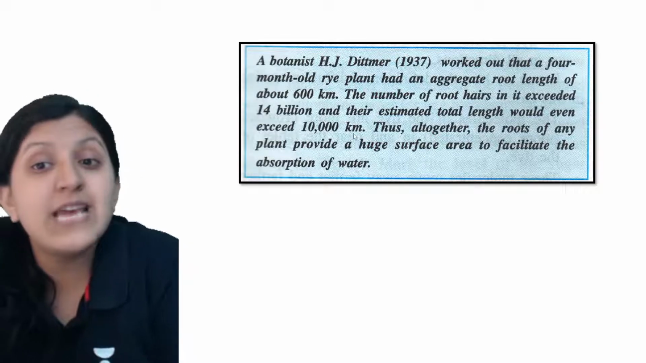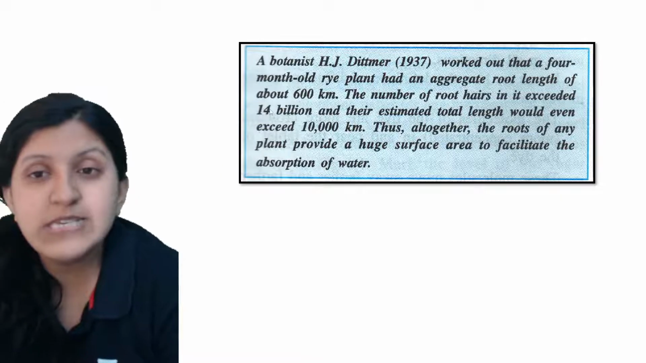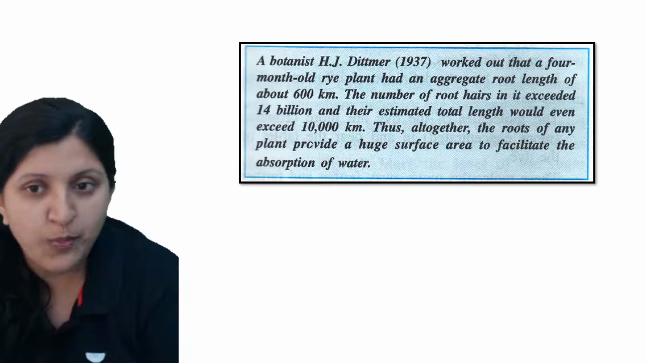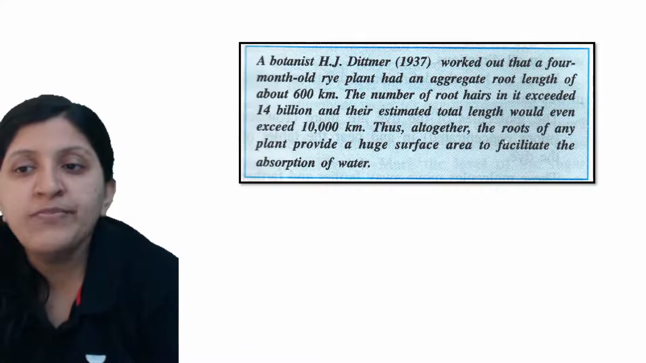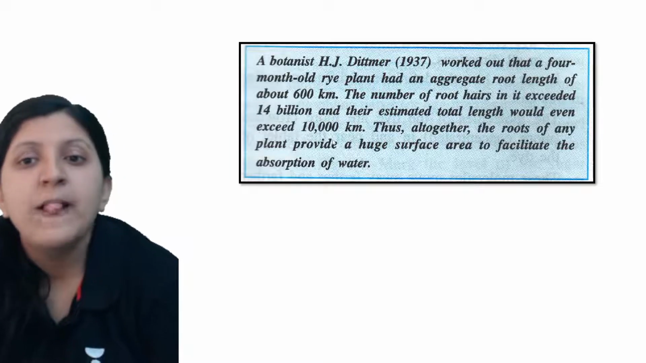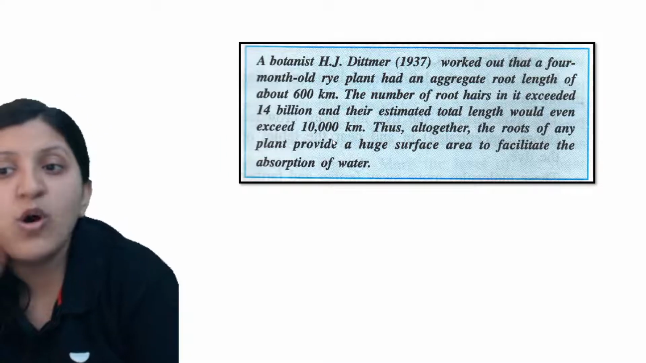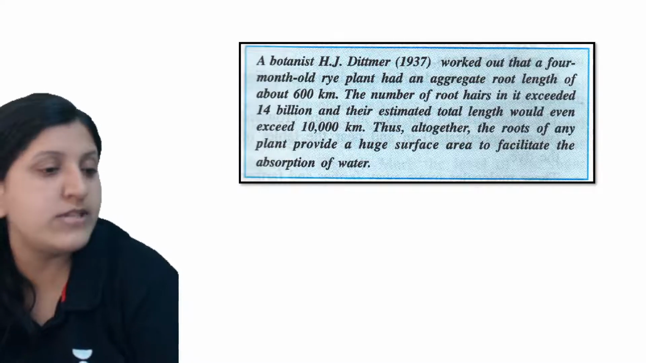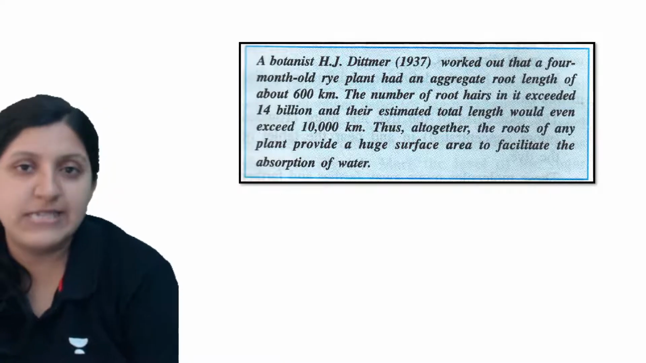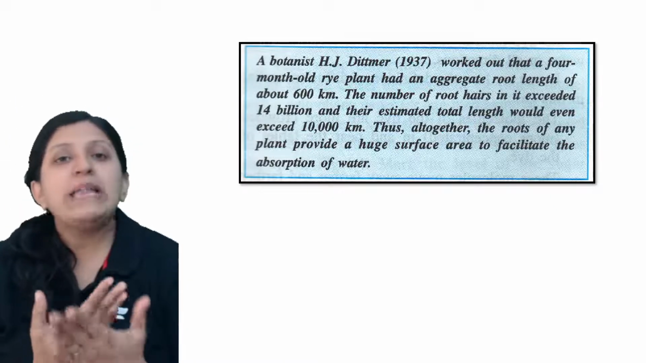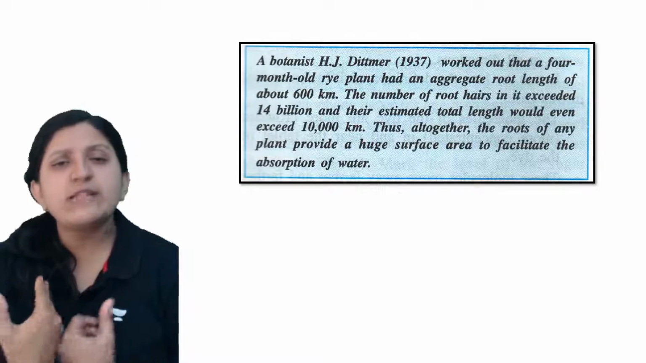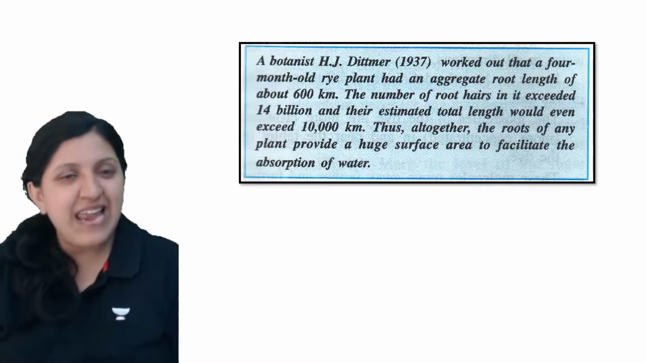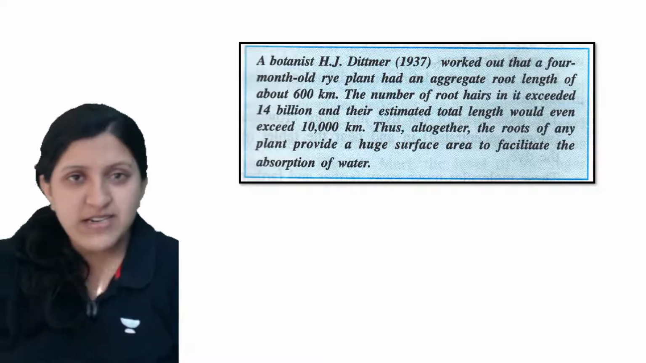would even exceed 10,000 kilometers. So the root length is about 600 kilometers, and the overall length would exceed about 10,000 kilometers. Thus altogether the roots of any plant are going to provide a huge surface area. This is to facilitate the absorption of water. While the absorption of water is happening, you can see the minerals are also being absorbed, because the cell wall is freely permeable. It allows the solute to enter, it allows the solvent to enter.